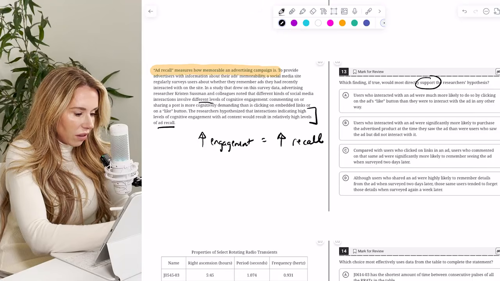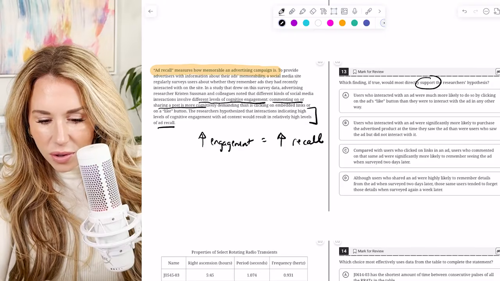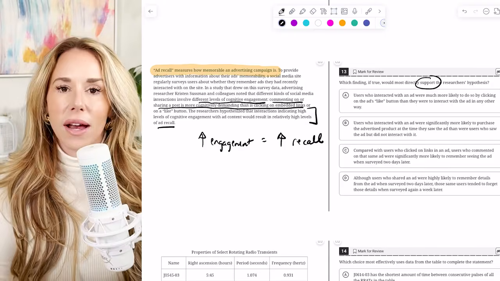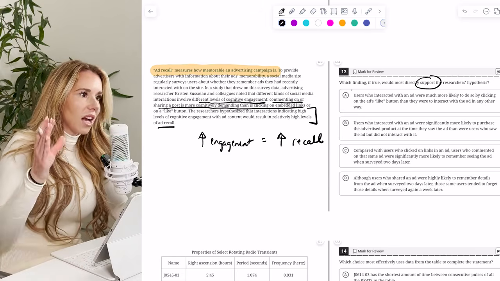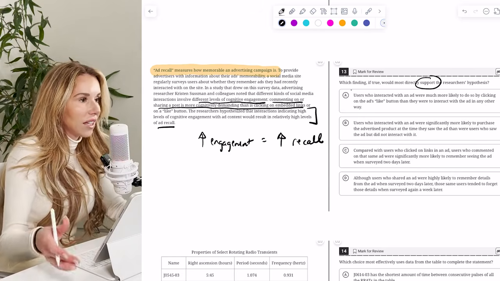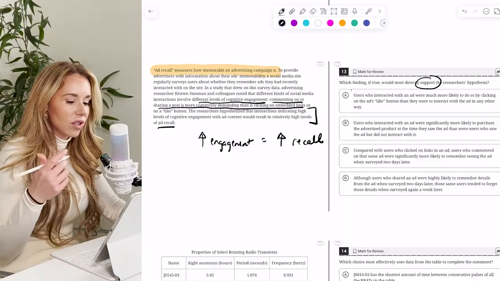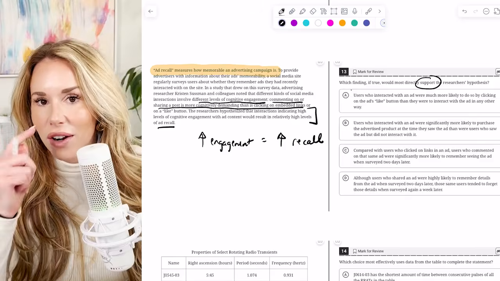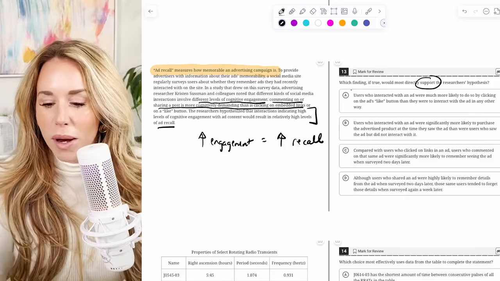So there are different levels of cognitive engagement. Commenting on or sharing a post is more cognitively demanding than clicking on embedded links. Okay, so if you share a post or comment on it, that is more engaging than just clicking a link. Clicking a link is pretty passive. Let's go through the answer choices. I want to find something that shows higher engagement means higher ad recall, where they remember it and it's memorable.